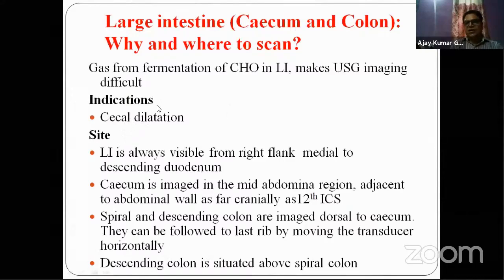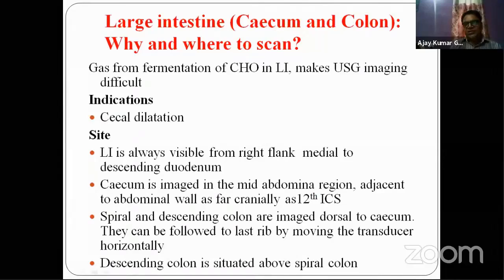The condition that can be diagnosed is cecal dilatation, and the site for scanning the large intestines is from the right flank, medial to the descending duodenum. The descending duodenum, I told you, is visible from the 10th intercostal space backward towards the tuber coxae and follows a horizontal path. Ventral to that, you can scan the cecum as well as the proximal loop of the colon.